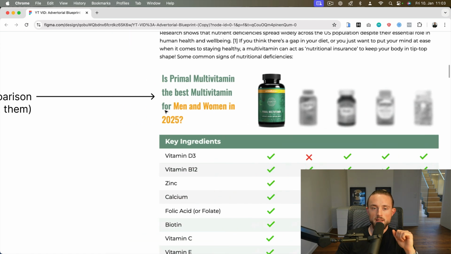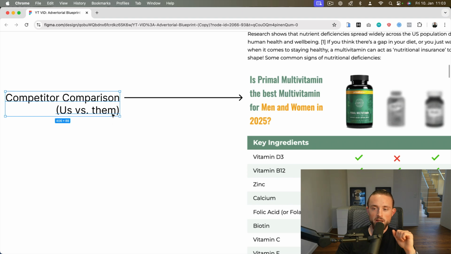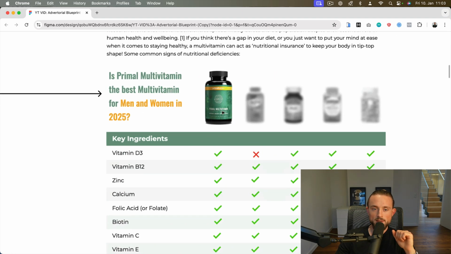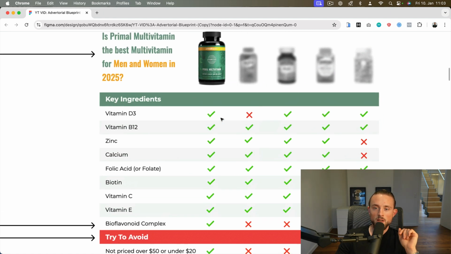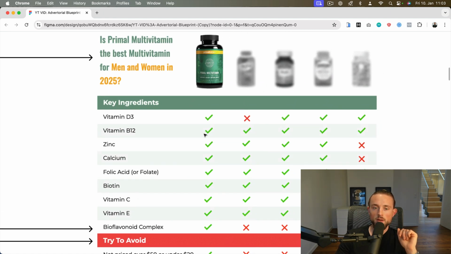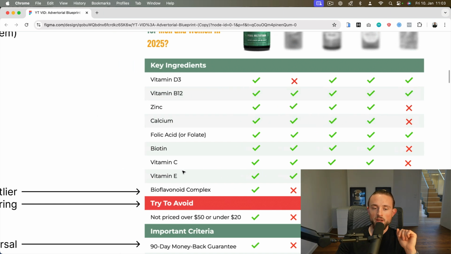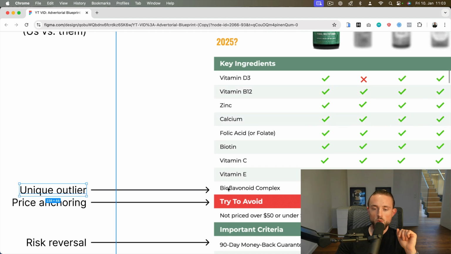And then we basically say, hey, let's make a comparison, right? An us versus them comparison, and also introduce the product and say, is the Primal multivitamin really the best multivitamin? And then we compare it to other products with the key ingredients. You can see that they are pretty similar, right? But then we have this one unique outlier, which we then explain is the unique mechanism and what every multivitamin should have.